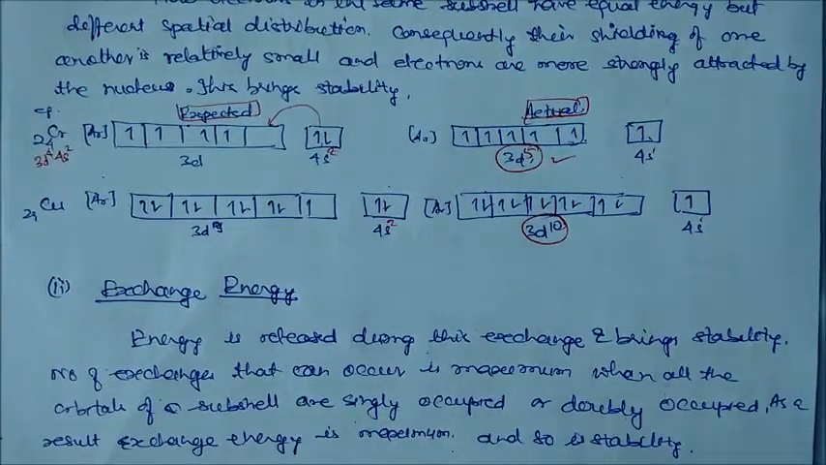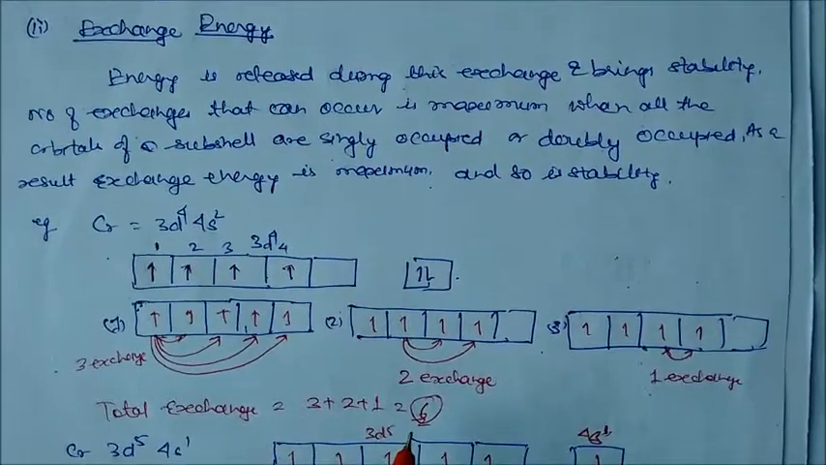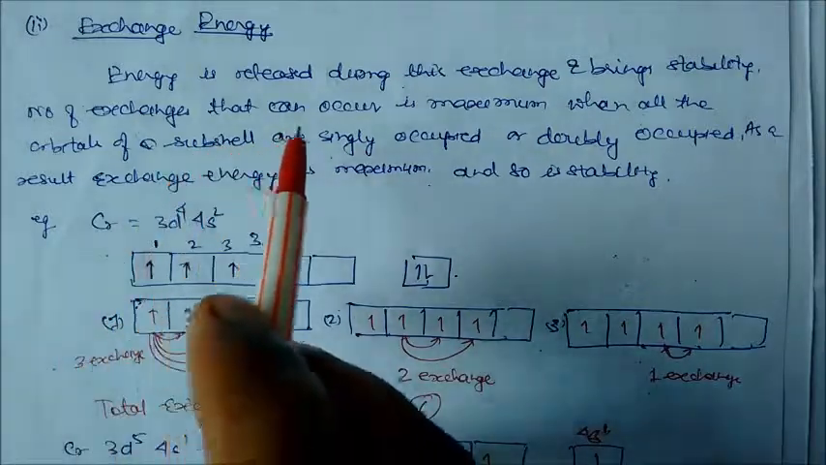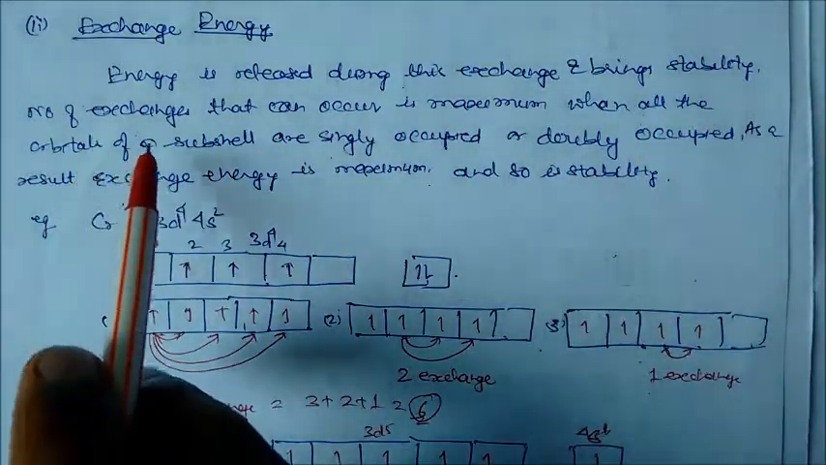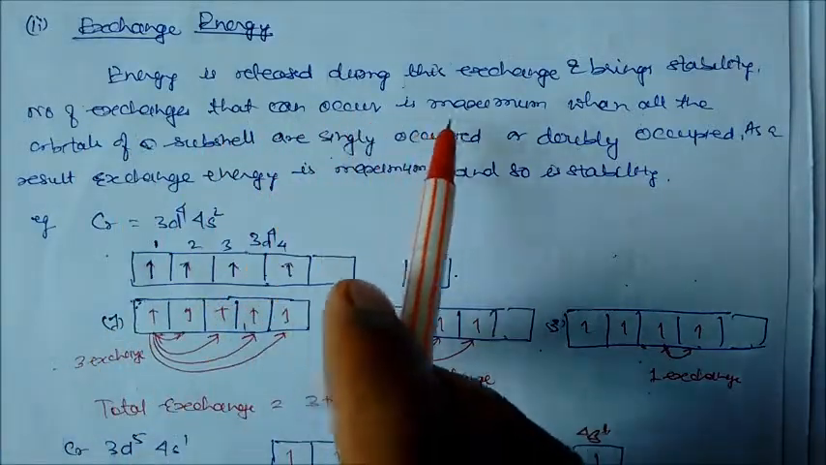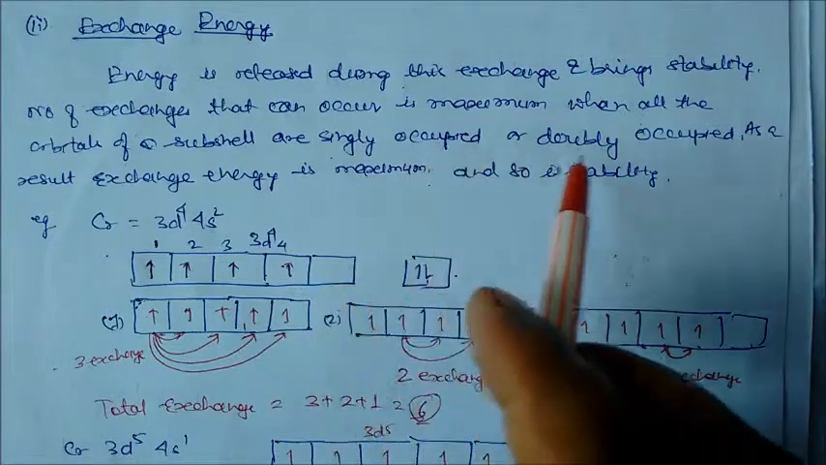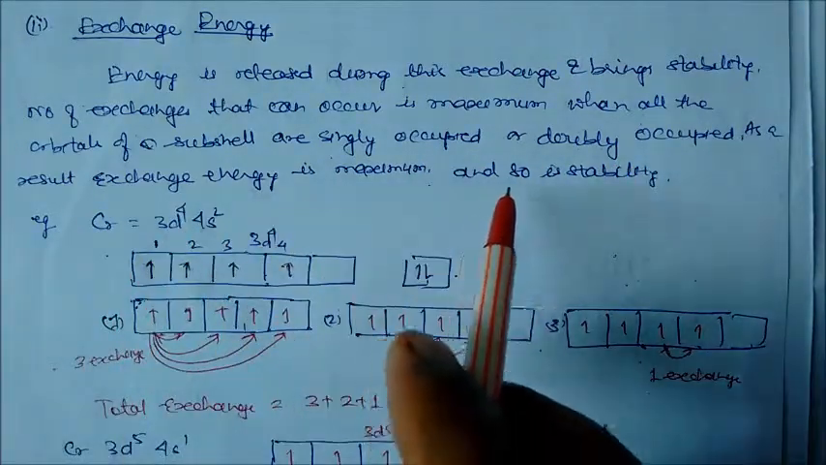The second reason is exchange energy. If the exchange energy is more, then this brings more stability. What happens in exchange energy? Energy is released during this exchange and brings stability. The number of exchanges that occur is maximum when all the orbitals of a subshell are singly occupied or doubly occupied. So as a result, exchange energy is maximum and it causes stability.